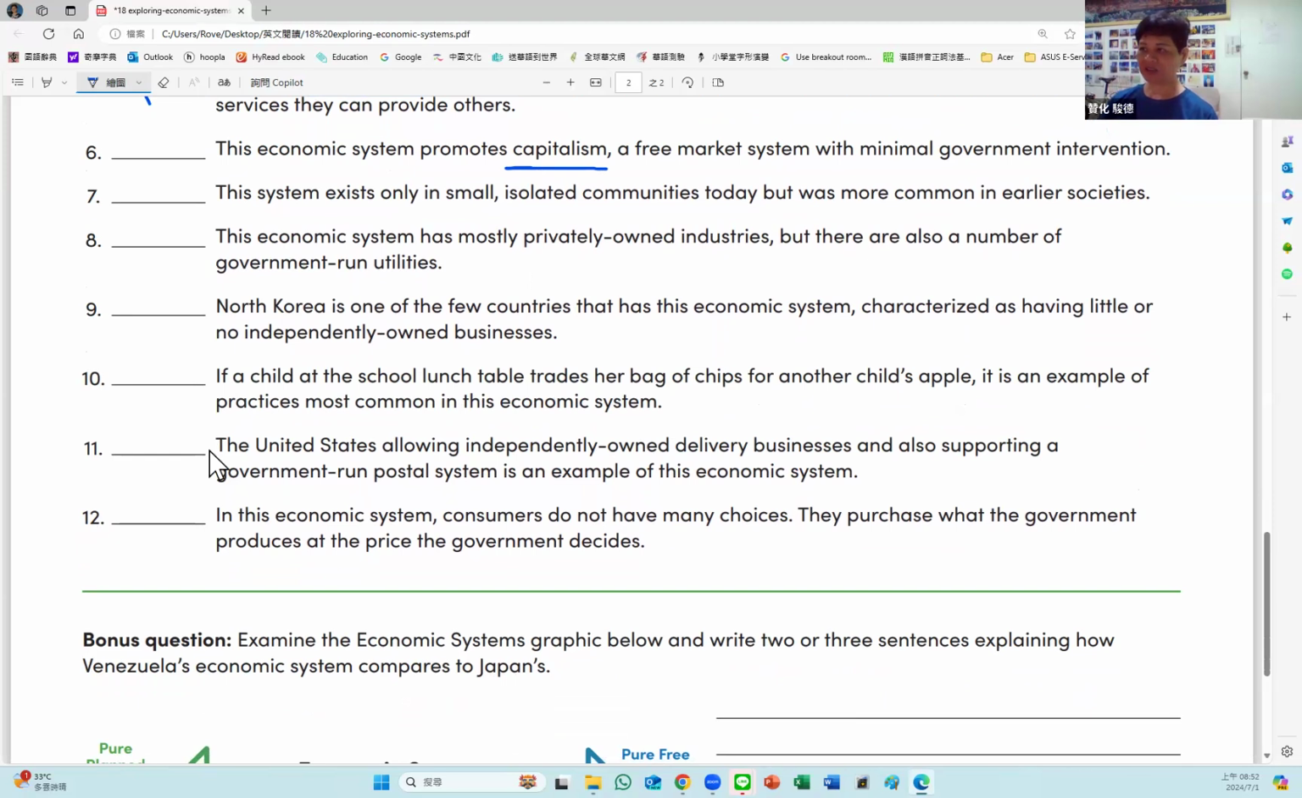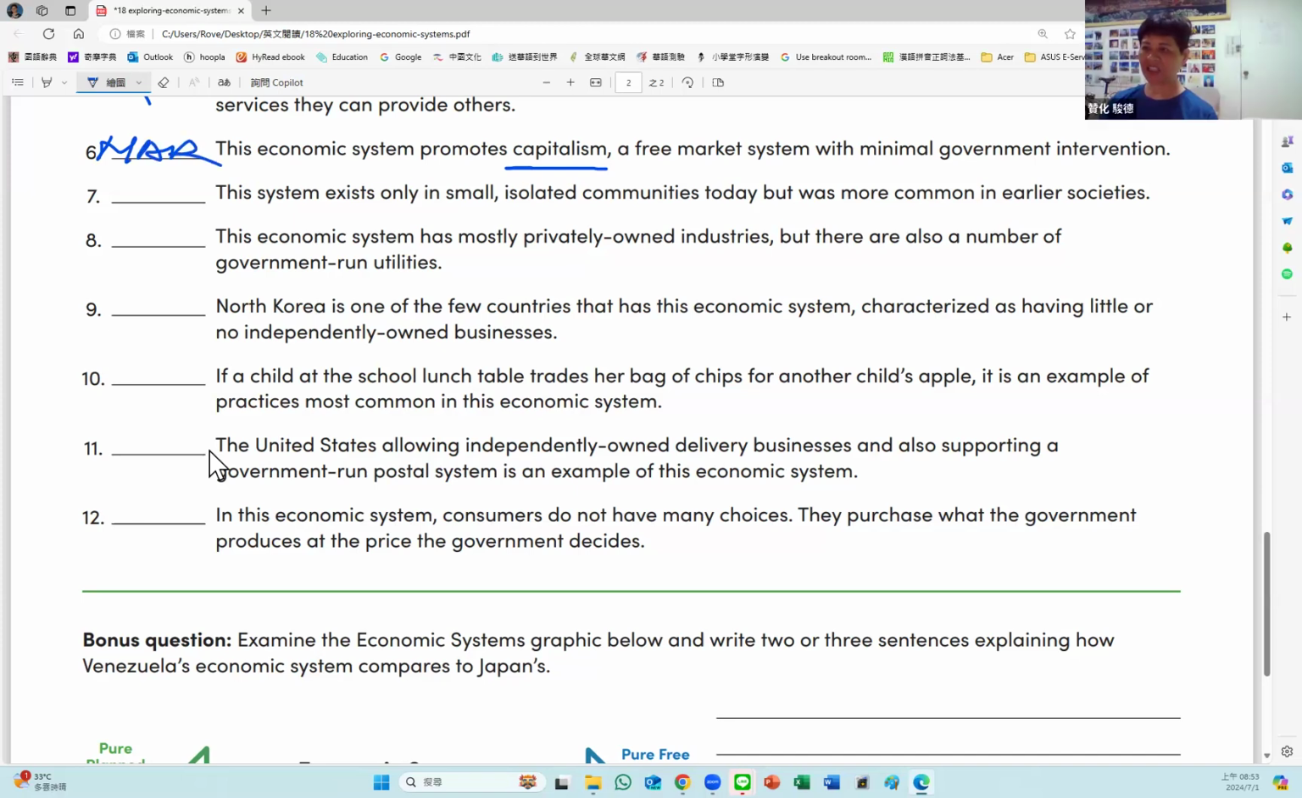Oh, I'm sorry, Fang Fang. This economic system promotes capitalism, a free market system with minimal government intervention. Intervention, very good. Okay, what system is this one? Guys? It's a market system. Yes, it's market. Very good.